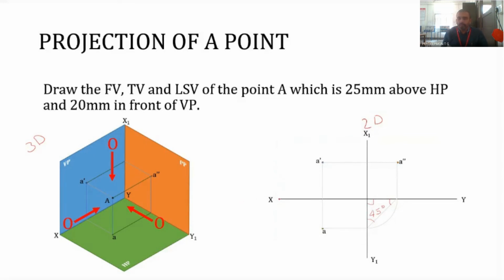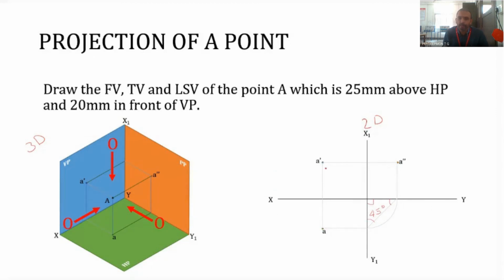So first what you have to draw is the xy line, which is horizontal. In most cases, we don't draw the x1, y1 line at first. We draw the x1, y1 line only after drawing the front view as well as the top view, which is simple. You already know how to draw it.